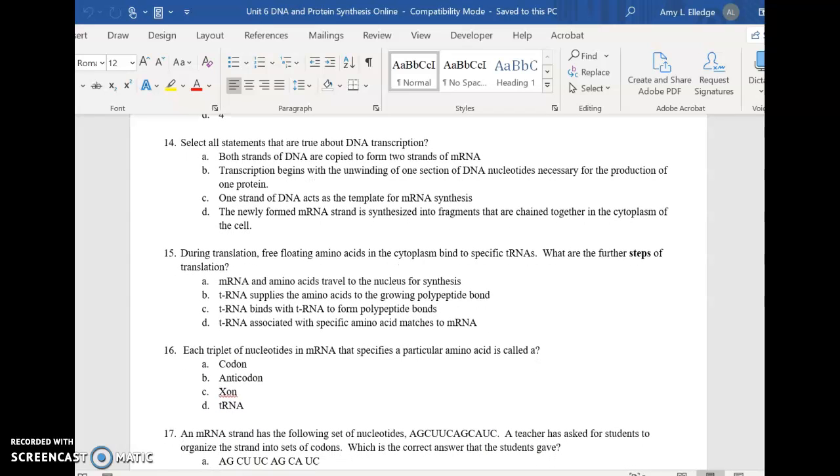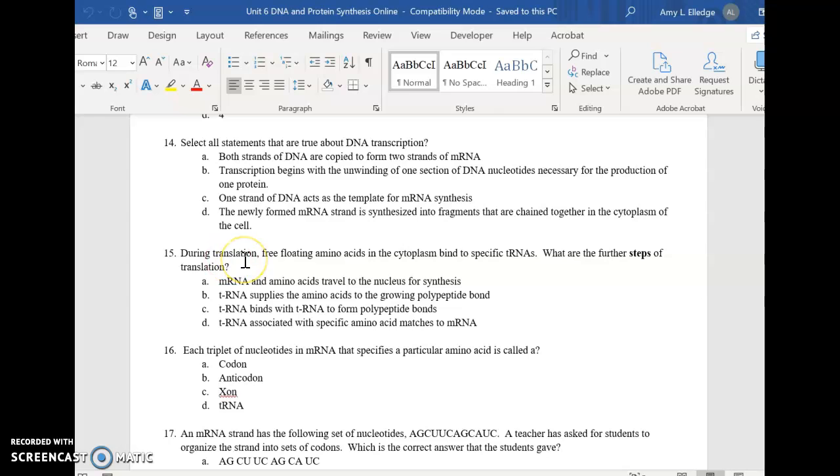14, select all the statements that are true about DNA transcription. So, making a copy of DNA. Both strands of DNA are copied to form 2 strands of mRNA? No, only 1 strand. Transcription begins with the unwinding of one section of DNA nucleotides necessary for the production of one protein. Well, sure, you got to unwind your DNA to make that copy. That makes sense. So B is correct. C, one strand of DNA acts as the template. Yeah, that's correct. There's 2 of them that are correct. The newly formed mRNA strand is synthesized into fragments that are chained together in the cytoplasm. No, we're not cutting up into little fragments.